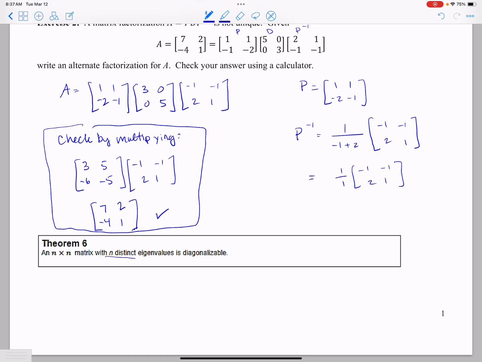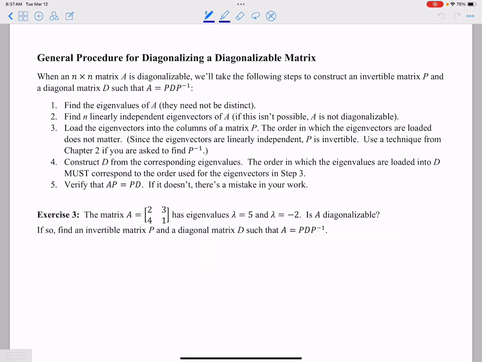Theorem 6 tells us that a square matrix with n distinct eigenvalues is diagonalizable. Distinct just means there are no repeated ones. In order to find the PDP inverse, we go through this process. You're going to first find the eigenvalues. That'll tell you what goes on the diagonal matrix. Then you'll find the eigenvectors, which tells you what goes in the P. Then you can find P inverse using whatever method you want. Then construct the PDP inverse, making sure that the order of your eigenvalues is the same as the order of the eigenvectors.